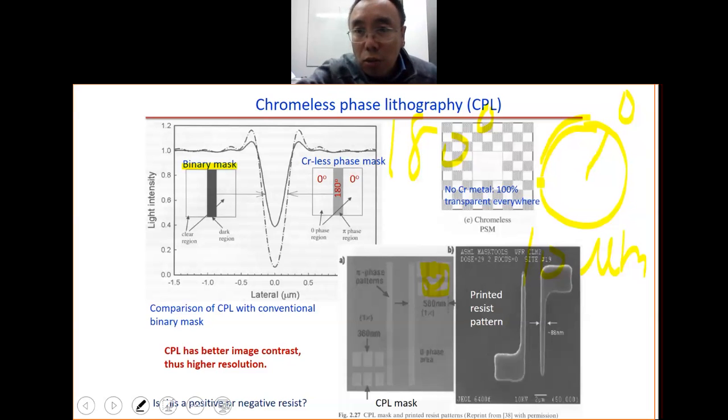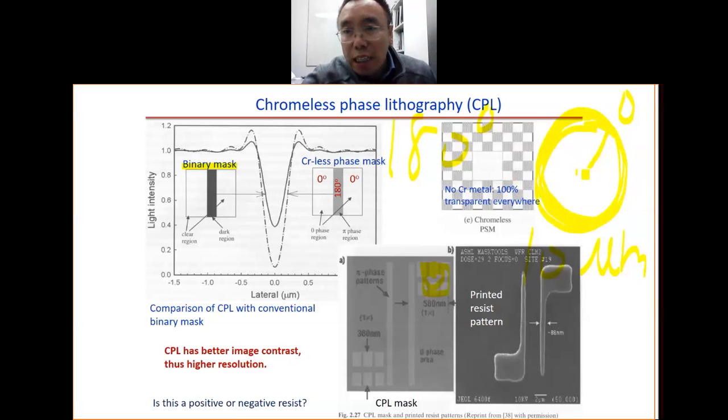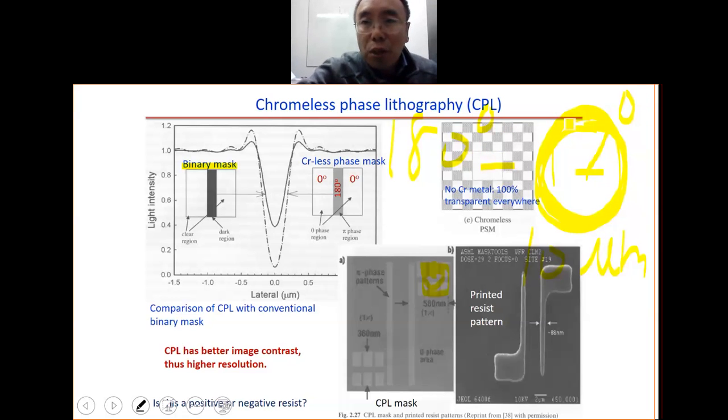So in those areas, there will be resist left. Inside, no resist; inside, no resist; outside, no resist. But this area is also transparent. So even though it is 180 degrees, it is also transparent. So outside is transparent, so no resist here, no resist here. So only at the boundary between those two faces, we have the pattern left over.